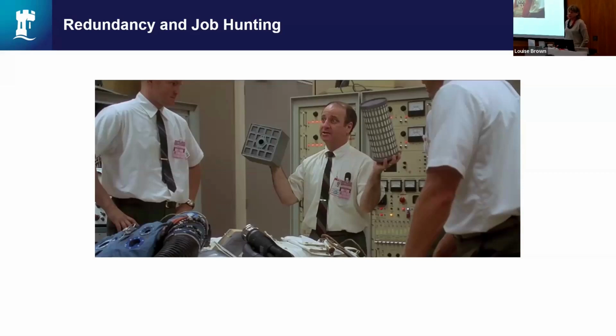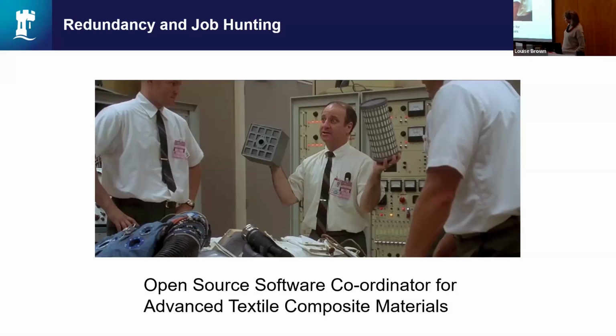So I was job hunting for 6 months. And then I saw this advert: open source software coordinator for advanced textile composite materials at Nottingham, and they were basically looking for a software engineer with a composites background. So I applied for that and got the job. What I thought I was applying for was a job as a software engineer, and for the first 2 or 3 years, that's pretty much what I did.